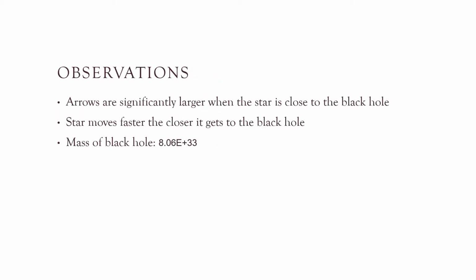Some observations I made are that the arrows, which represent the net force acting on the star as it travels its path, are significantly larger when the star is close to the black hole, which shows that the force of gravity pulling on the star is greater at that point. As a result, because the net force is larger, the change in momentum is larger, so the star moves faster the closer it gets to the black hole. And we will see that in the computer model, which I will run in a minute.